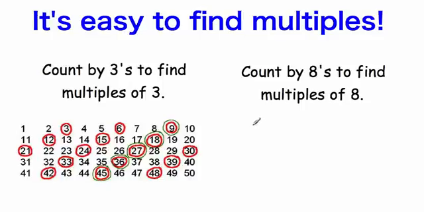You'll count up by eights to find the multiples of 8. So you start at 8, count up by 8: 16, 24, 32, 40, 48, and I could keep going and going, but we'll just list the first 5.